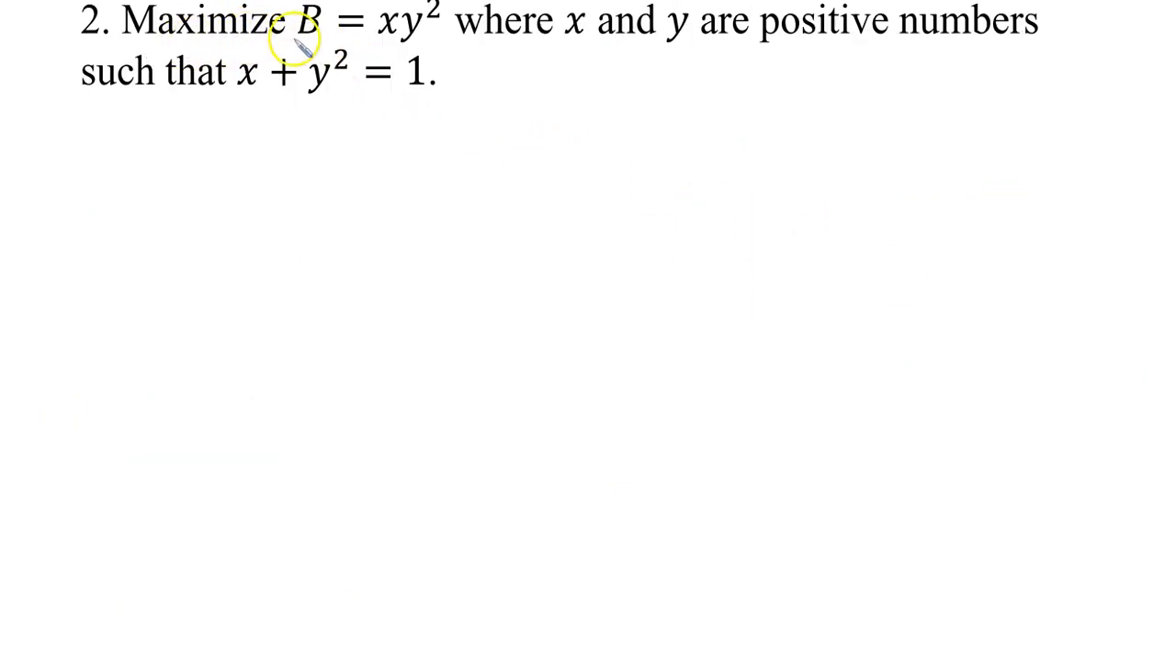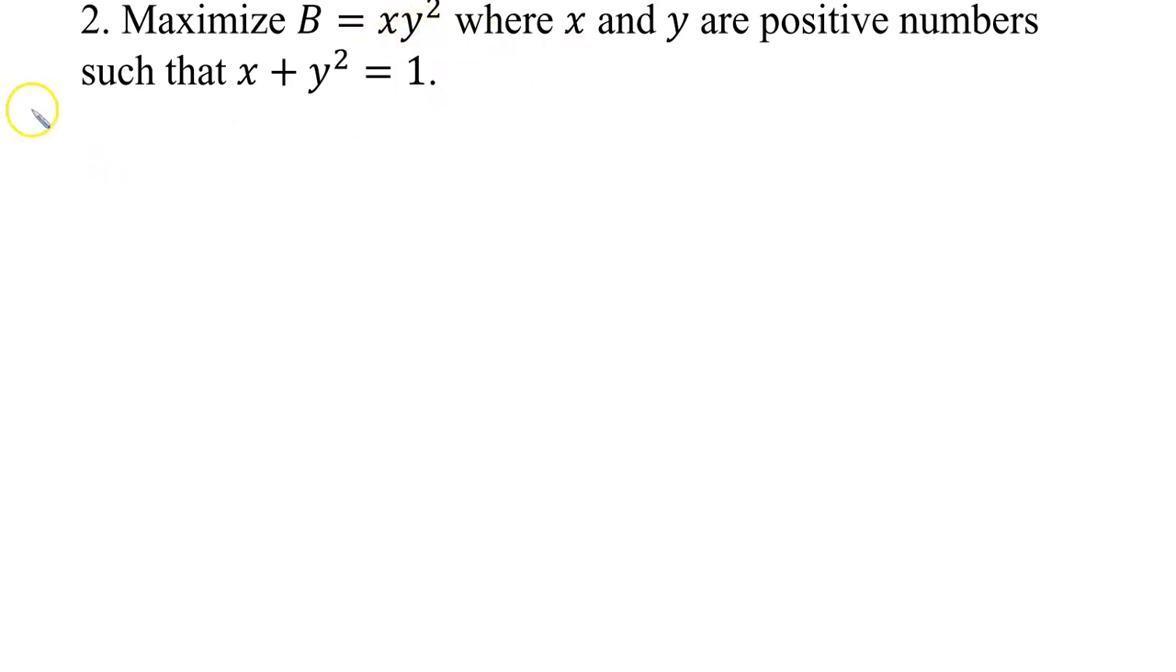Again, we have a function we want to maximize. So we want to maximize the function called b, where b is the product of x times y squared, where x and y are both positive numbers. This is important, so that x plus y squared is equal to 1. So this is the function again that I want to maximize. So this is the function that I need to write so that it only has one variable in it.